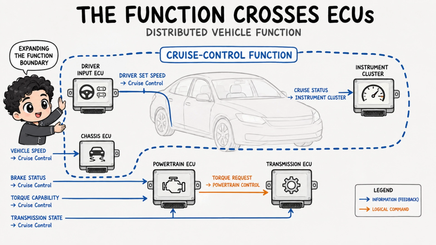But vehicle functions stopped behaving like isolated islands. Return to cruise control. To maintain vehicle speed, the function may need a driver's set speed request, current vehicle speed, brake pedal information, propulsion torque capability, transmission state and status information for the instrument cluster. Those pieces of information can originate in different parts of the vehicle. The feature the driver thinks of as one function therefore crosses several software and ECU boundaries.